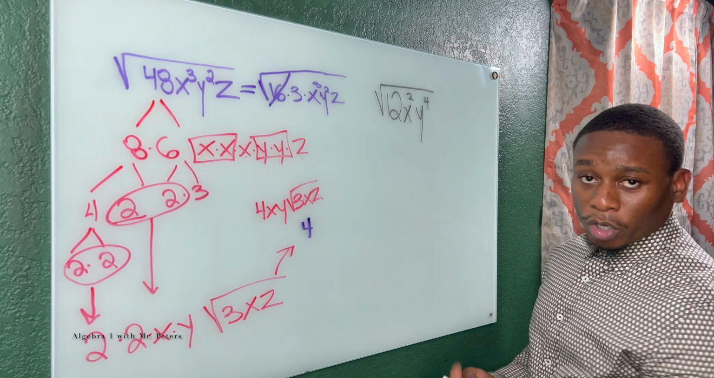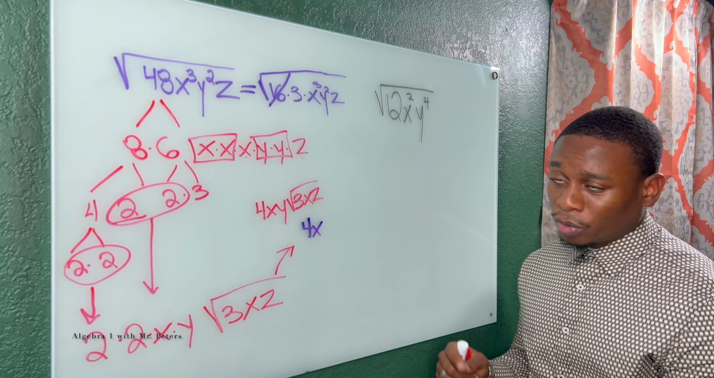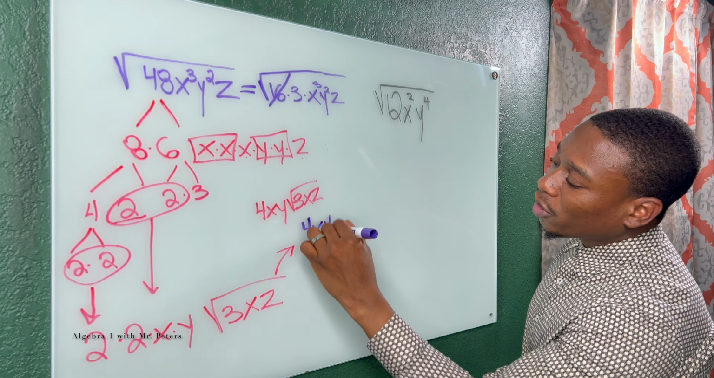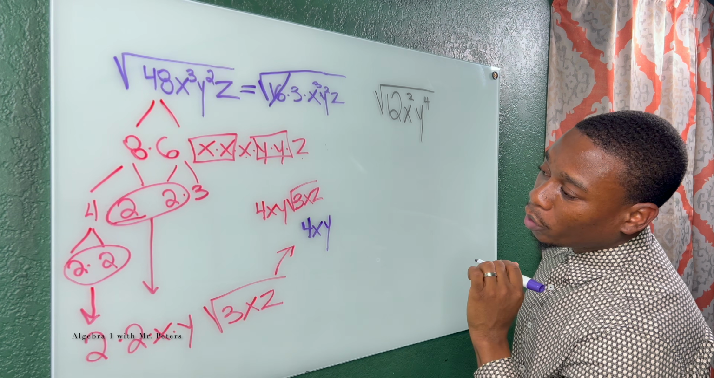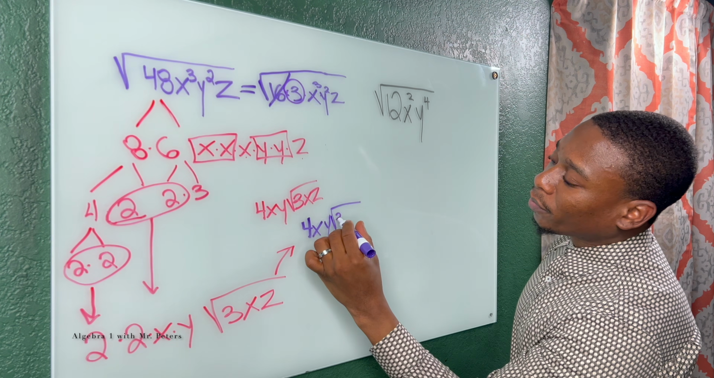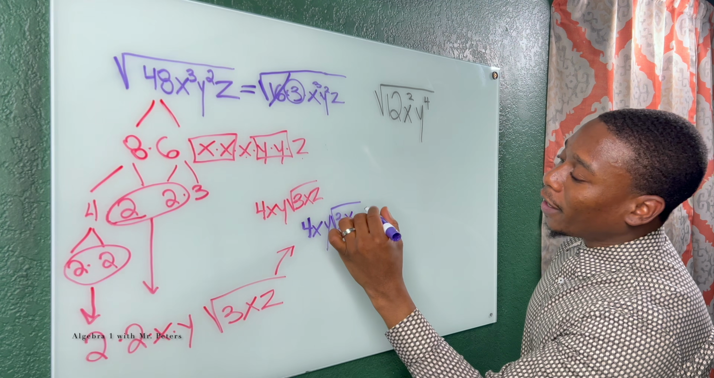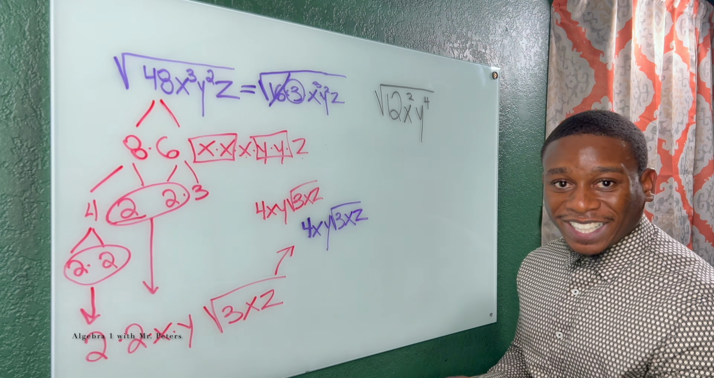X to the third, we could pull out 1x. So that comes out. We have 1 left under the radical. Y squared comes out as y, right? So that's everything we could pull out. And then, like we said, under the radical, we have 3. That last x, that will give us x to the third. And then that z, that is by itself.